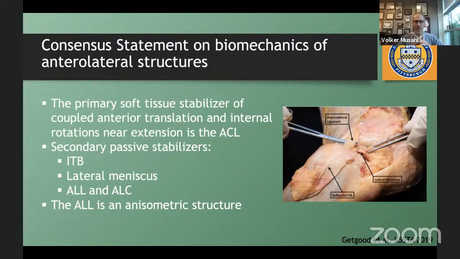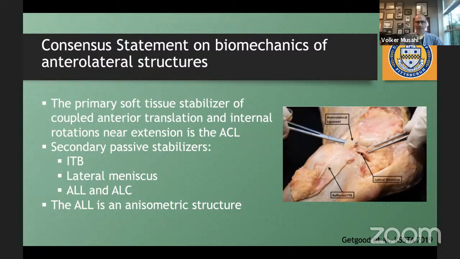And you can see all of that on the KSSTA website and in the paper that is cited on the bottom. And what we discussed is we put out a number of statements and disagreed on most of them. But what we agreed with is that the primary soft tissue stabilizer of coupled anterior translation and internal rotation is the ACL, and secondarily the IT band, the lateral meniscus, and then far down the line, the ALL and anterolateral capsule.